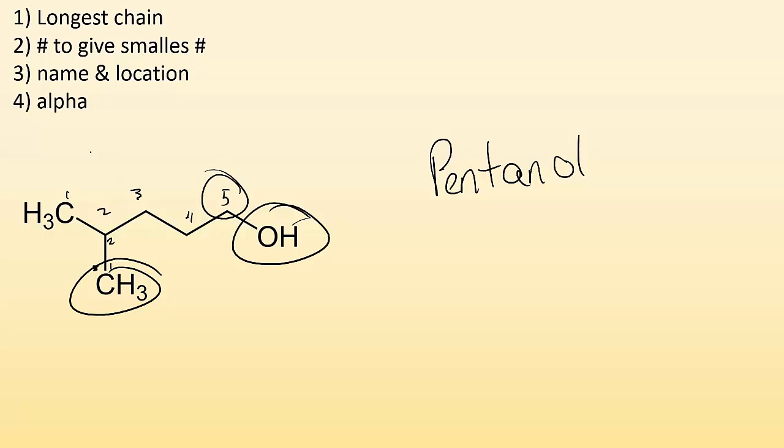Okay, so am I going to number left to right or right to left? You want to number in a way that gives the smallest possible number. So let me take a look. If I started right to left, I'm starting on the first carbon. So I know I'm going to want to do that. So I'm going to go right to left. 1, 2, 3, 4, 5. So that's how I'm numbering these things, right to left, because 1 is the smallest possible number, so that's what I'm going to go with.